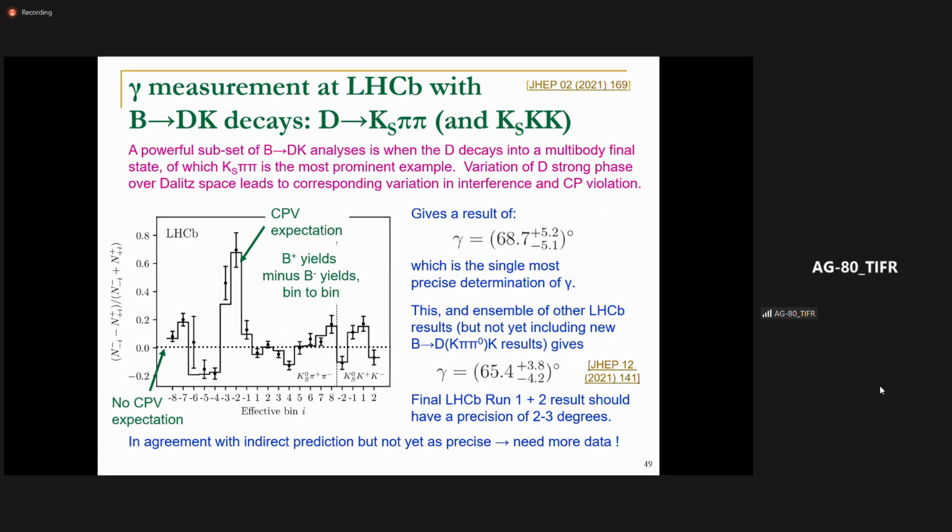We now know gamma. We've measured it to a precision of about 4 degrees. So this is 4 to 5 times better than when the LHC turned on. But I remind you that the other constraints in the triangle say that we know what this should be to something like 1 to 2 degrees. So at the moment, gamma is where we expect it to be, but though we're measuring it very well, we're not measuring it quite as well as we need to. So we need to really kick on here and get these uncertainties down.